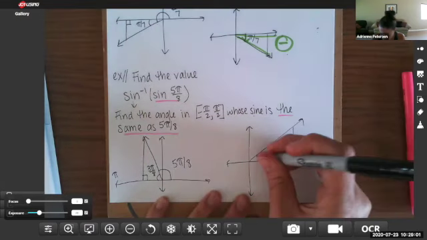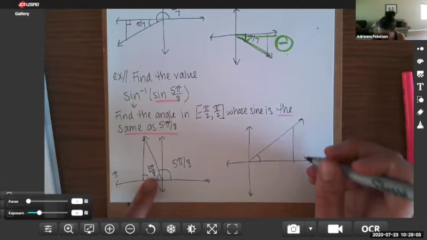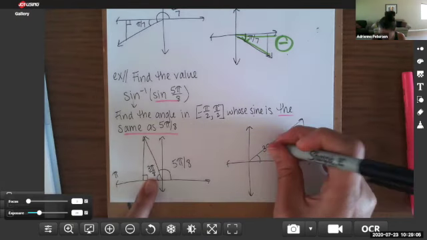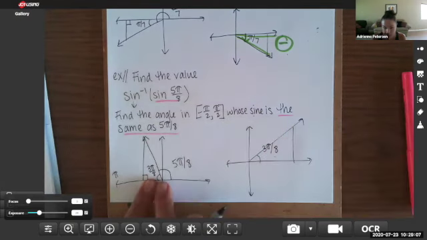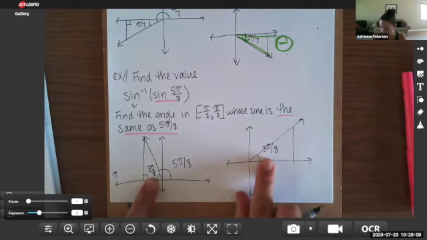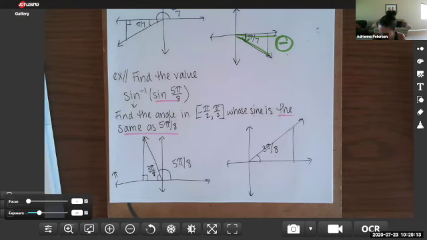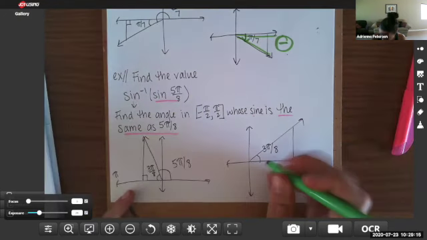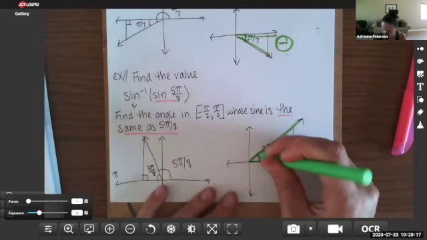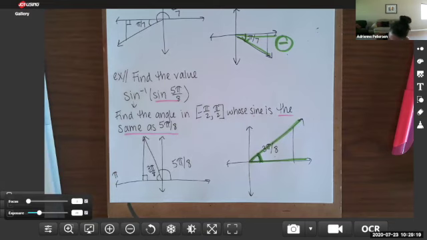So my drawing is not to scale at all. I did a terrible job here, but these are matching triangles. So if this angle is 3 pi over 8, this angle is 3 pi over 8. Our answer is this angle in standard position, which is just 3 pi over 8.